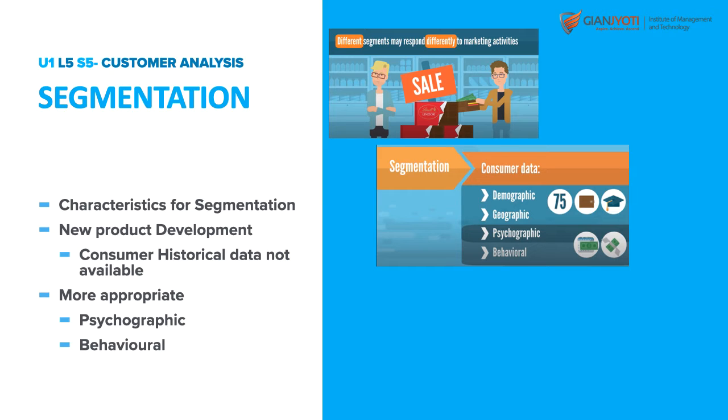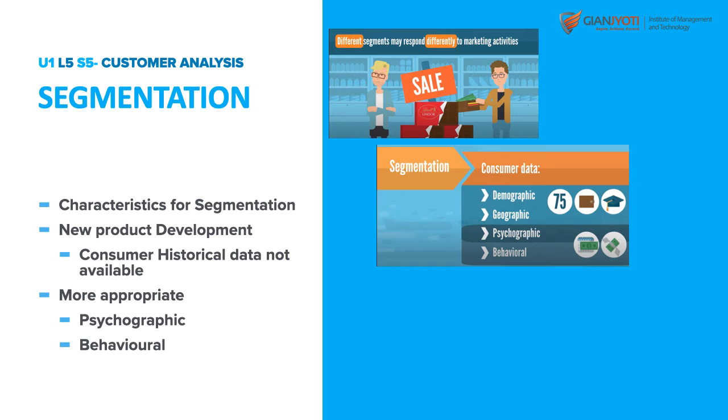And behavior. If we talk of demographic, it could be the age, the income, the education, and so forth, and so many things in demographic. Geographic, region-wise, you can do that segmentation. But the most important and appropriate we use is psychographic.